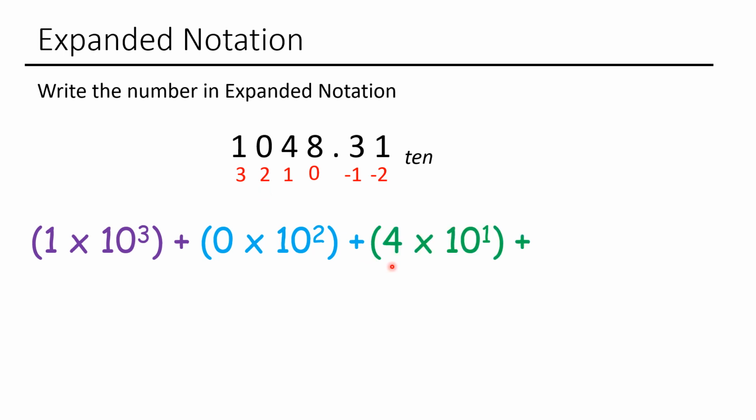Then we have 4, so 4 times 10, base 10, to the first power. Then we have 8 times base 10 to the 0 power. Now, why is this important? Well, anything to the 0 power is equal to 1. And this is the ones place. So that's the ones digit. So that's why we have to have that as our place value. We have to have that 0 in there.